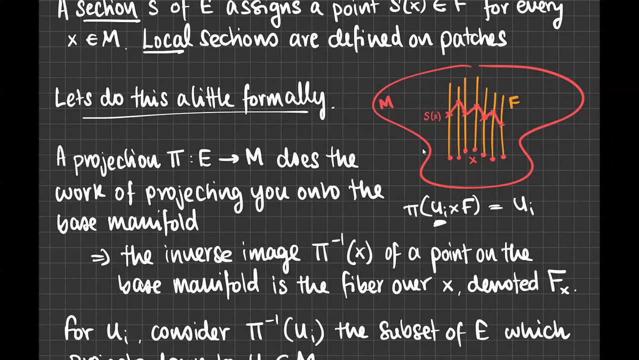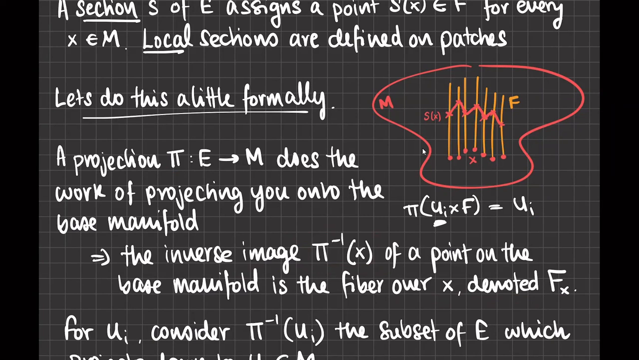Okay. And in this way of writing things, it's easy to see that the inverse image of a point on the base manifold under the projector pi is the fiber over the manifold itself. Okay. When I say inverse image, what I mean is all of the points in E that, if I act with pi, it's basically identity, right? That is precisely what the fiber over X is.